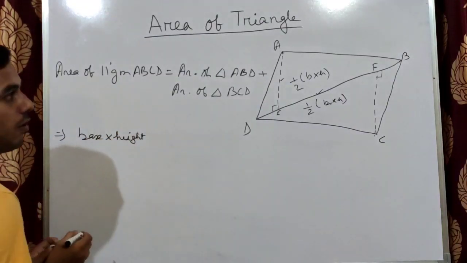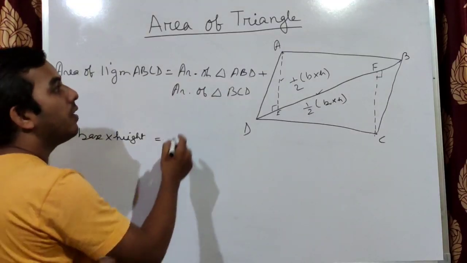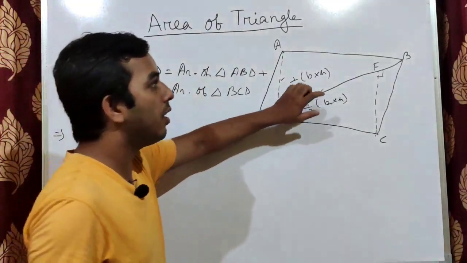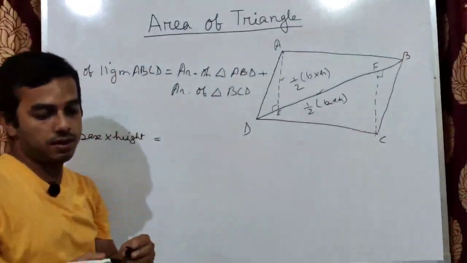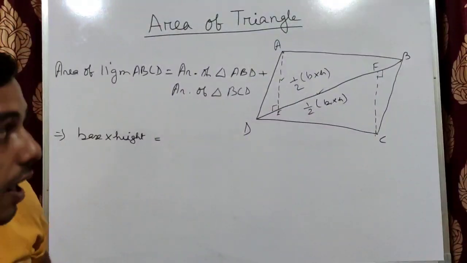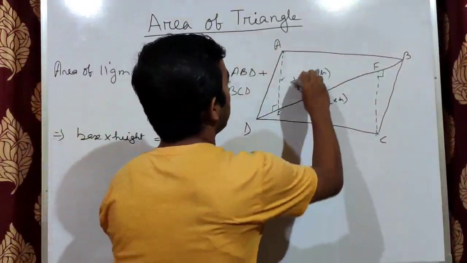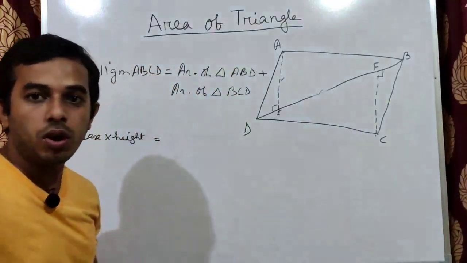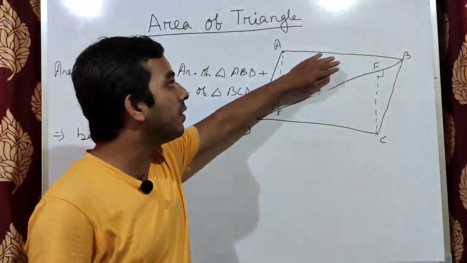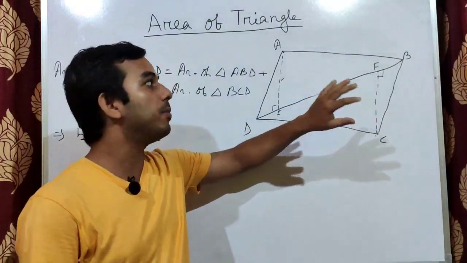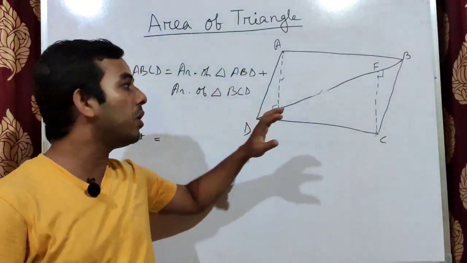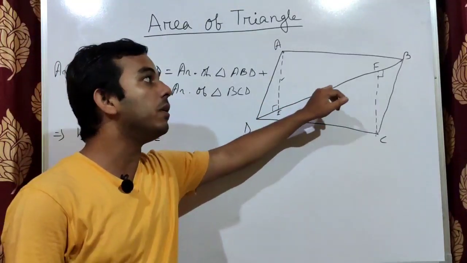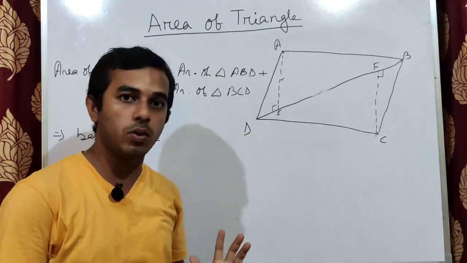Base into height. Okay. And in place of area of triangle ABD, till now we don't know this, that area of triangle is half into base into height. Let us erase this, and this also. Now we know that area of this triangle equals area of this triangle. That means in this figure we assume that diagonal BD divides the parallelogram into two equal parts.